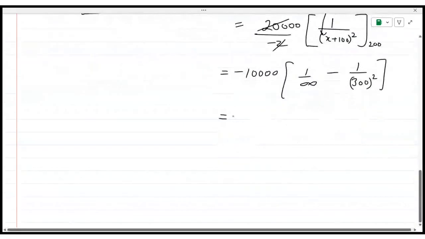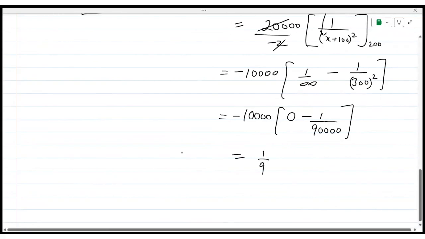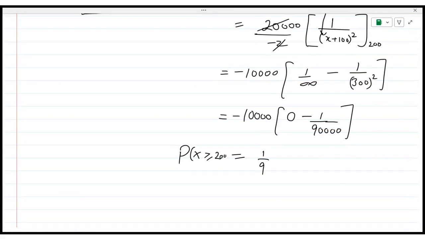Now minus 10,000 as it is. 1 upon infinity is 0. Okay, minus 1 upon 300 square, that is 90,000. Okay. So now you multiply this 10,000 inside. Minus minus will cancel out. 10,000 by 90,000, so that is 1 by 9. So this is the probability that the life of the medicine will be at least 200 days.